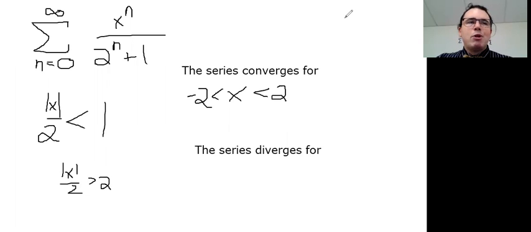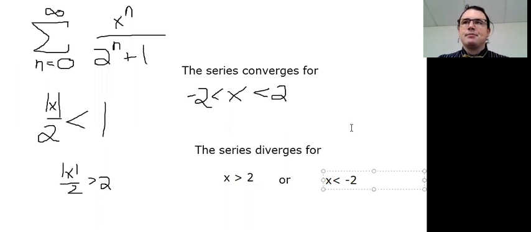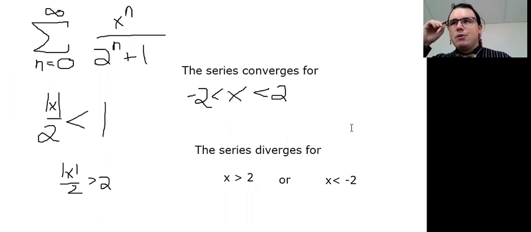Okay, well then that would mean that either x is a number strictly bigger than 2, or x is a number strictly less than -2. So there's going to be 2 different regions where this series diverges.